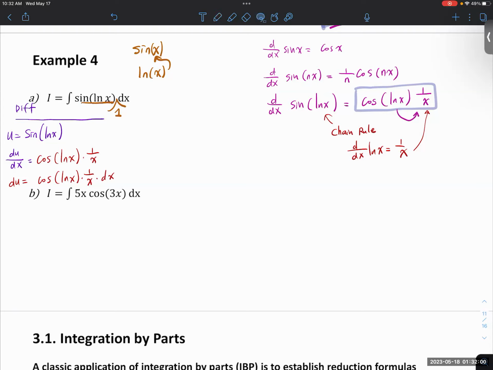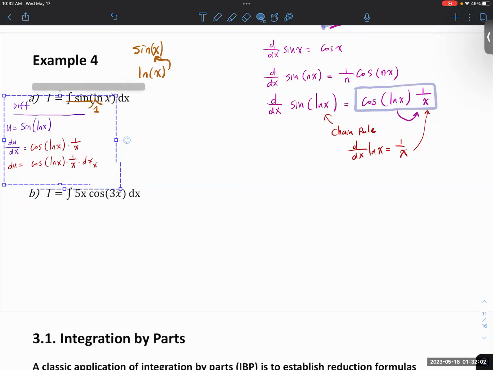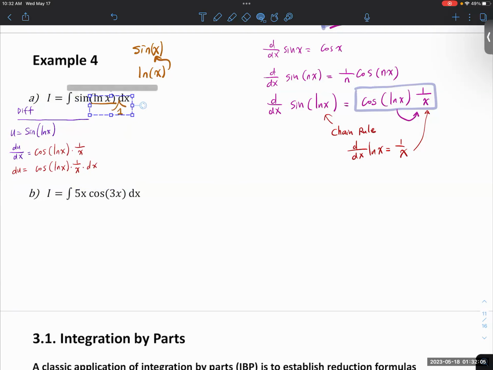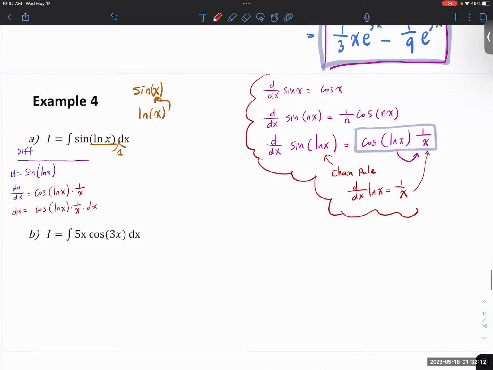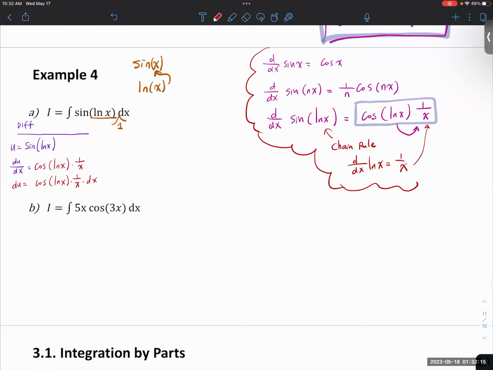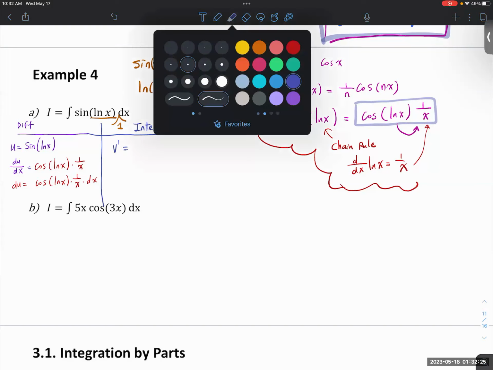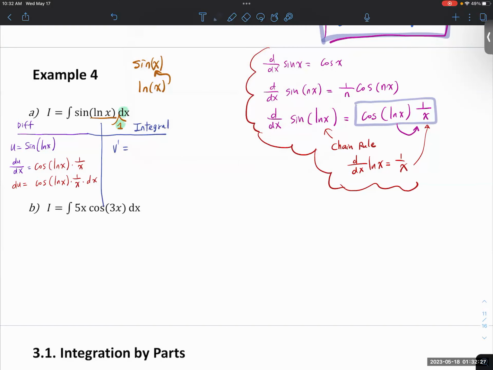Are you okay? So we took the derivative. Yeah, that's very important. We took the chain rule. So now we're going to take the integral of the second function, which is v prime, 1 times the dx. So v prime is 1 times the dx. To find out the v, take the integral. So v is going to be x.